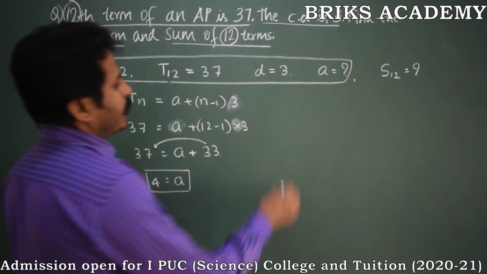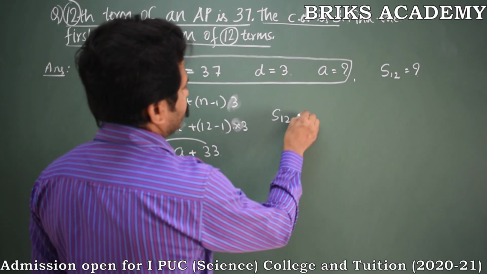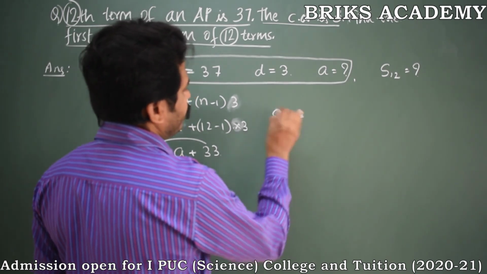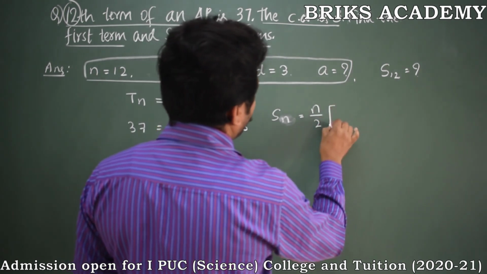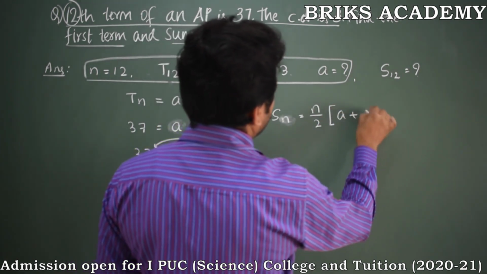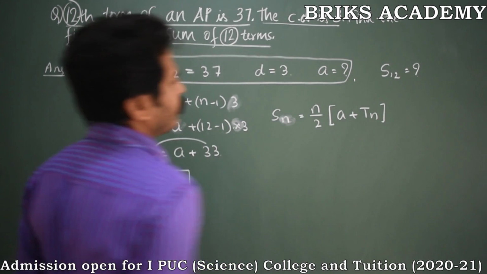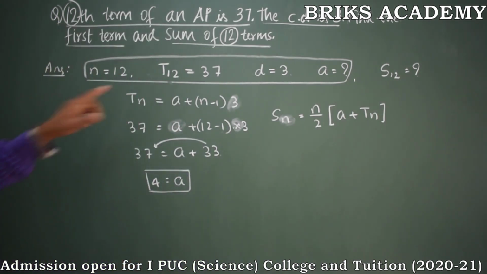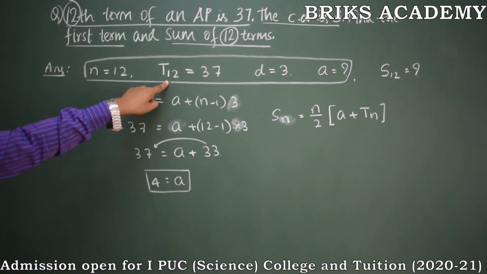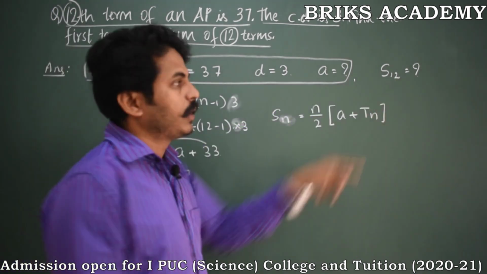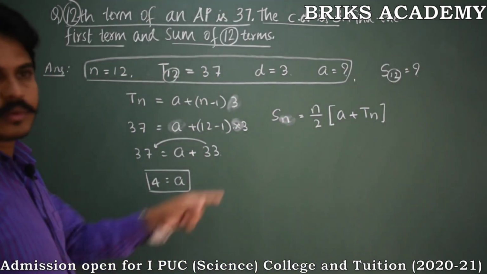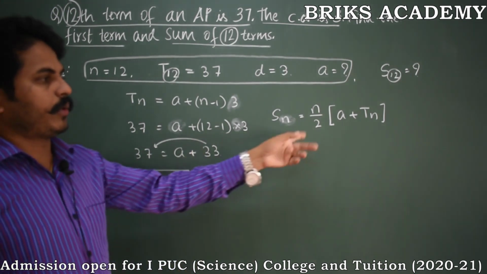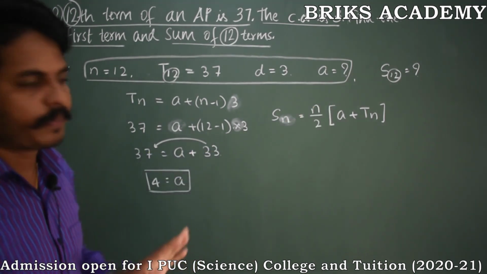They ask you to calculate the sum of 12 terms. What is the sum of n terms formula? Can I use this formula, N by 2 into first term plus last term? N by 2 into, because the 12th term I know, this is the last term. Because for the sum of 12 terms, the 12th term itself is the last term. Can I use this formula instead of n by 2 into 2a plus n minus 1 into d?